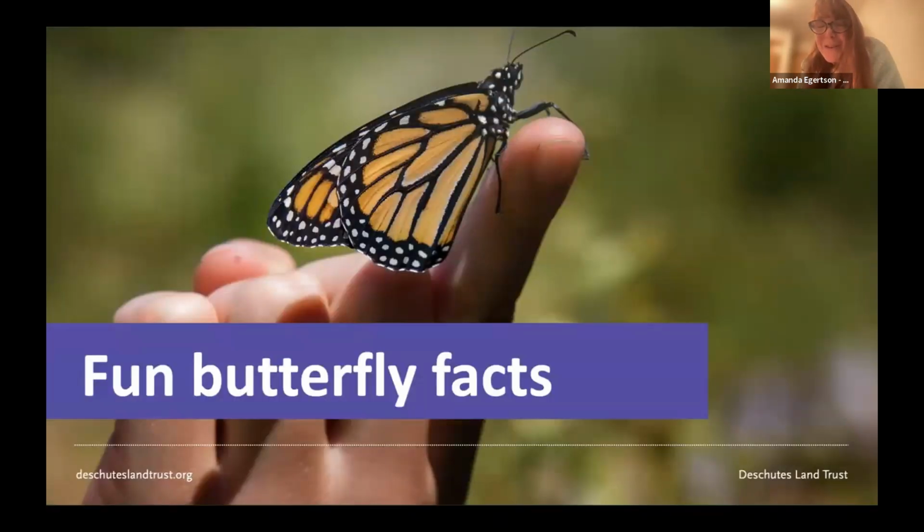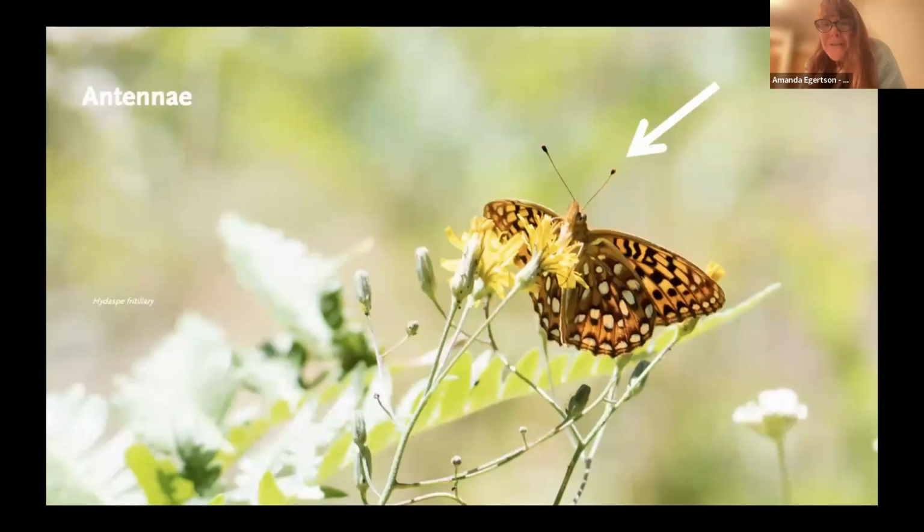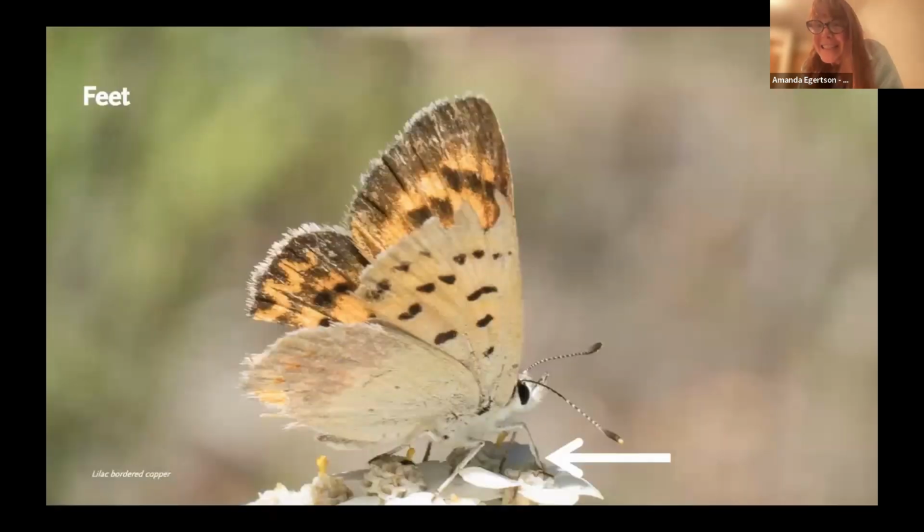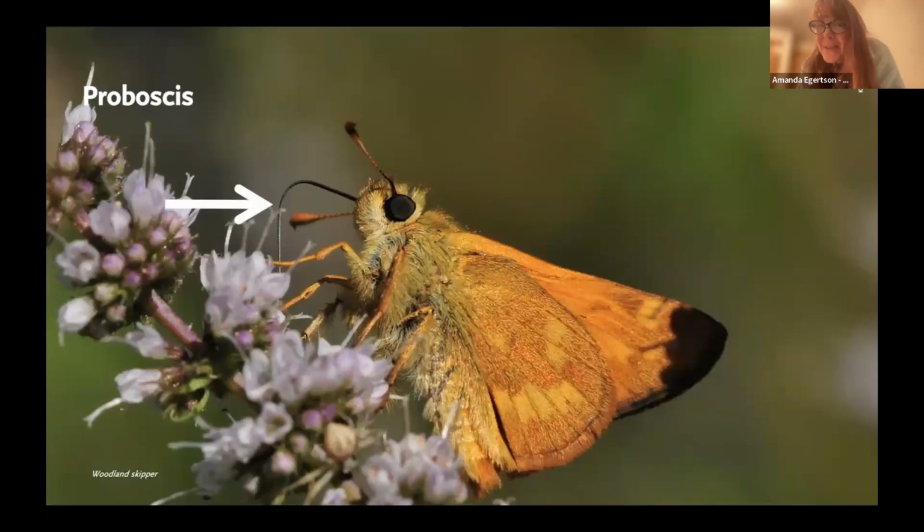And I thought it'd be really fun just to take a couple of minutes and share some butterfly fun facts, several of which I know are also common to the bee world. So one butterfly fun fact is that it can smell with its antenna. It can taste with its feet, and it drinks with its own built-in portable straw, the proboscis. Here's a picture of a woodland skipper getting a sip.